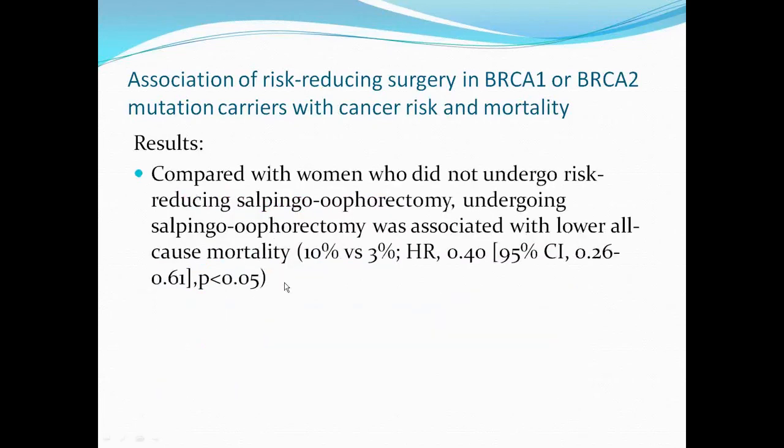And so our results were able to report a 60% reduction in risk. Compared with women who did not undergo risk-reducing salpingo-oophorectomy, undergoing salpingo-oophorectomy was associated with lower all-cause mortality. So it was 10% versus 3%, and our hazard ratio was 0.4, or a 60% risk reduction, and our 95% confidence interval was 0.26 to 0.61, and our p-value was less than 0.05.